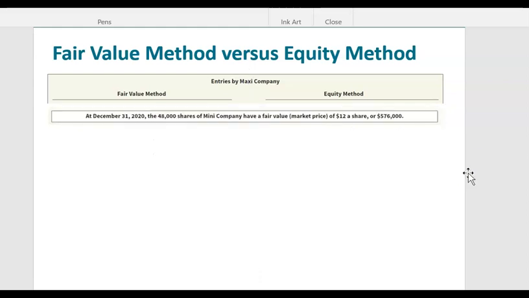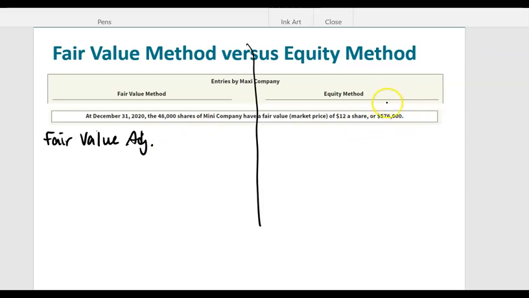And how about this next item here? At December 31st, 2020, the shares have a fair value market price of $12 per share, total market value of $576,000. Well, under the fair value method, we need to record an increase to the investment asset, and we do that not directly to the equity investment account, but we use the separate fair value adjustment account. So we debit to increase the investment.